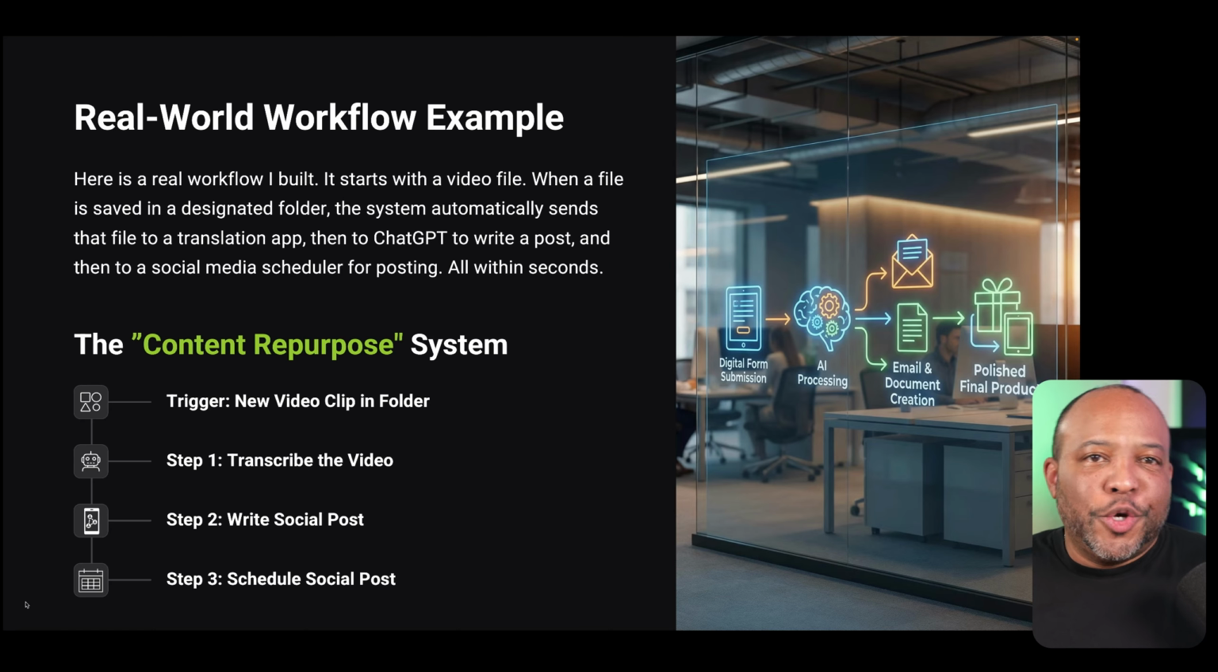So now let me share with you a real world example that I use all the time in my agency. This workflow is built so that when a file, a video file for example, is saved in a designated folder, that's your trigger. The system automatically sends that file to a translation app, then to ChatGPT to write a social post for us, and then to a social media scheduler for posting. All this happens within seconds. So let me show you that actual thing. We'll jump over to Zapier that we use, and I'll show you that actual workflow.